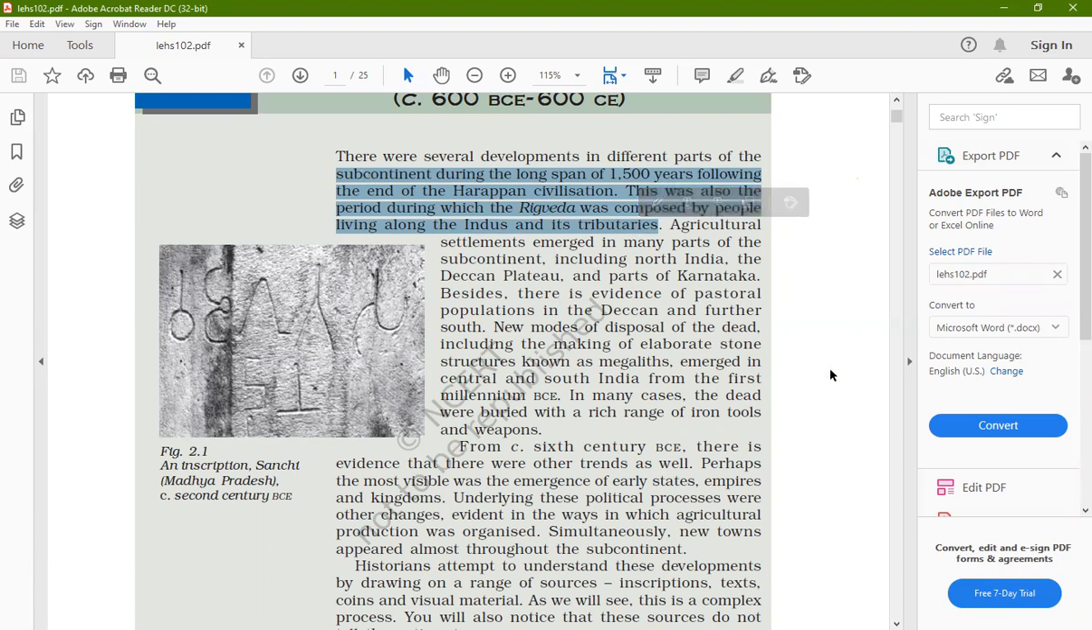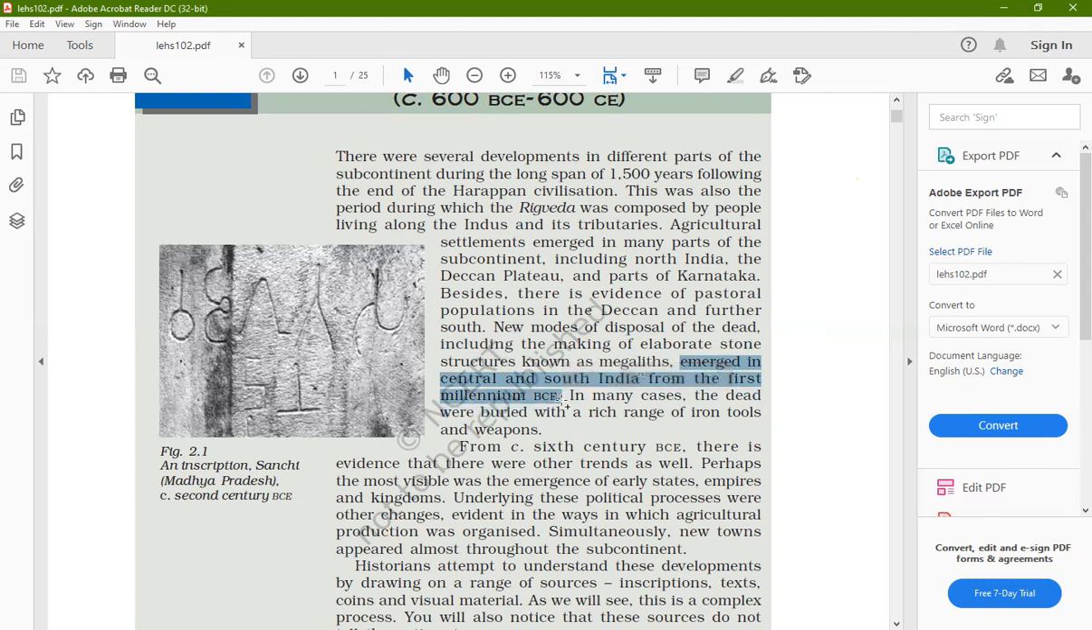Now, the second we have is, what are megaliths? The making of elaborate structures is known as megaliths, that emerged in central and south India from the first millennium. This is the definition of megaliths.